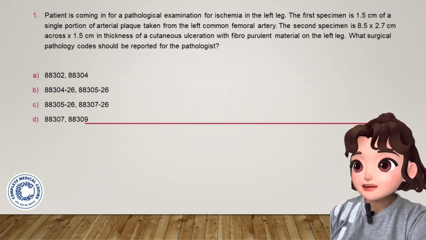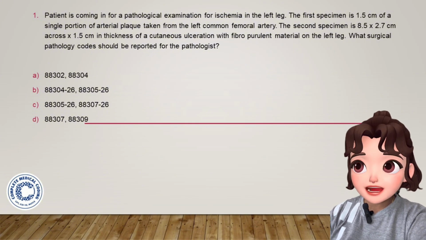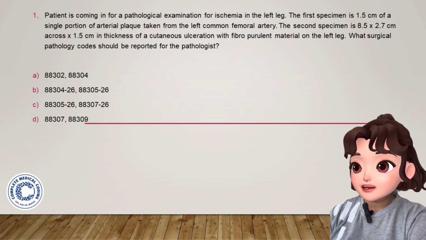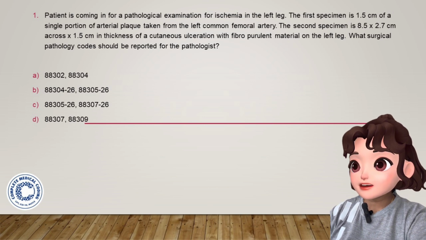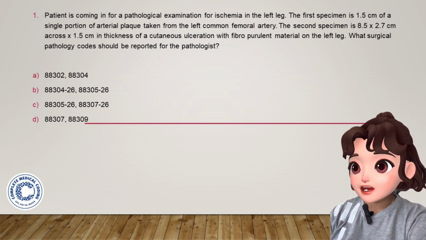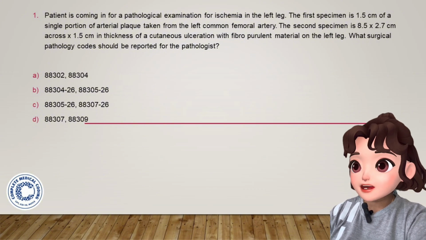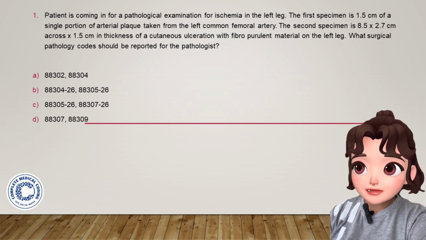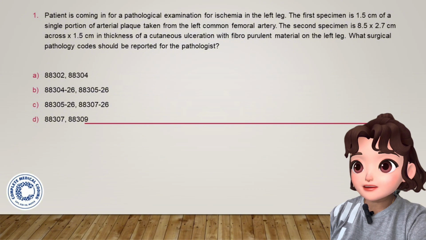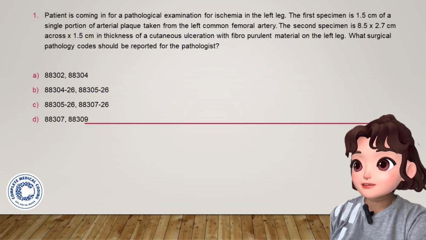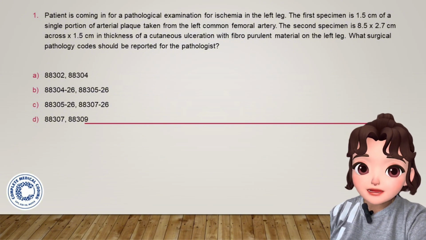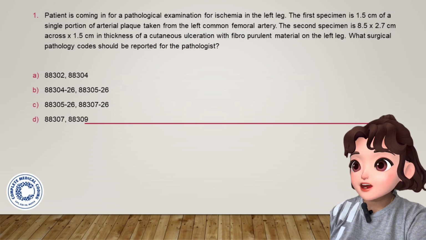Patient is coming in for a pathological examination for ischemia in the left leg. The first specimen is 1.5 centimeter of a single portion of arterial plaque taken from the left common femoral artery. The second specimen is 8.5 into 2.7 centimeter across 1.5 centimeter in thickness of a cutaneous ulceration with fibropurulent material on the left leg. What surgical pathology codes should be reported for the pathologist?